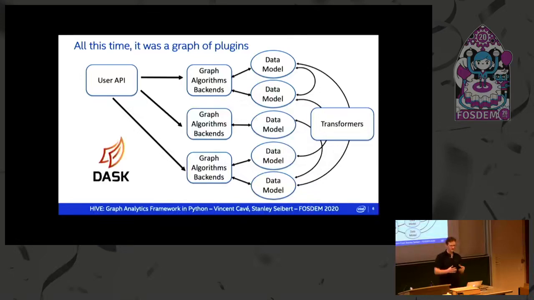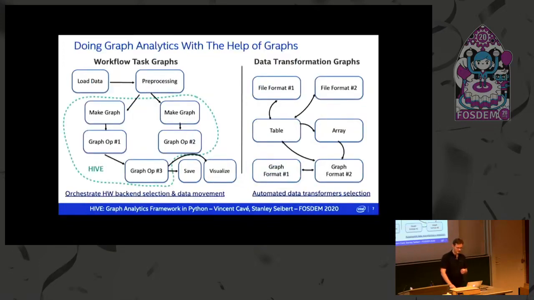So Dask can now take this graph and reason about what the user has expressed and what it can do. So it's really doing graph analytics with the help of graphs. On the left-hand side, you can see a workflow of a task graph. Here I start outside of the Hive ecosystem, loading data, pre-processing, whatever your workflow is. And then once you cross in, you can say, I want to create a graph, I want to apply an operation, and so on.